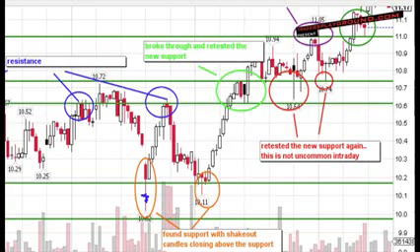Remember what I told you about support. Support equals buyers. In fact, they were so present that they did not allow an hourly candle to close below that support line.